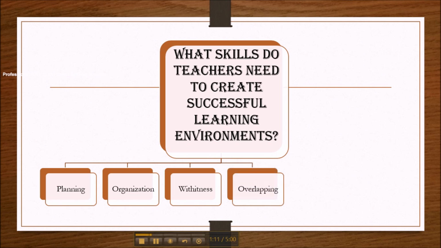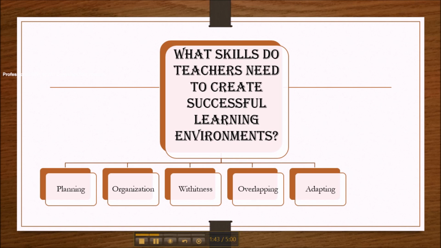Next, we have overlapping: addressing behavioral issues without interrupting instruction. For example, you might notice that one of your students is using his cell phone under his desk to send a text message to a friend. You can demonstrate overlapping by walking around the class and standing next to the student's desk without interrupting your explanation to the rest of the class. If needed, you can then address this issue personally with the student after class.